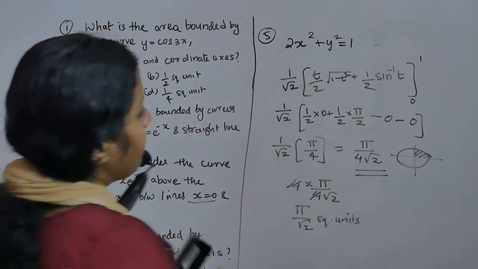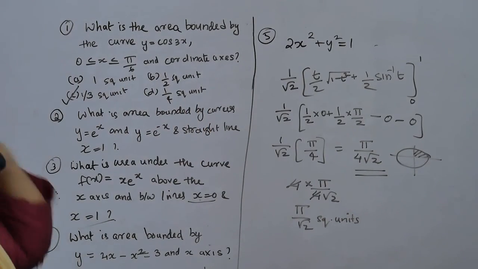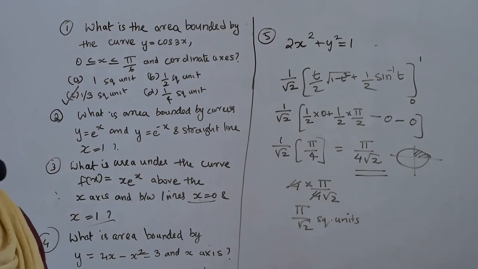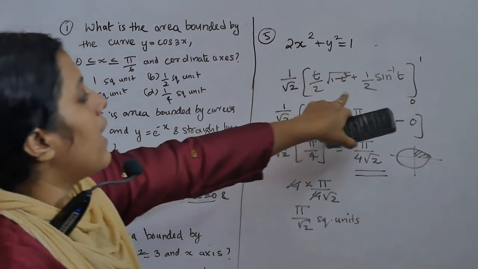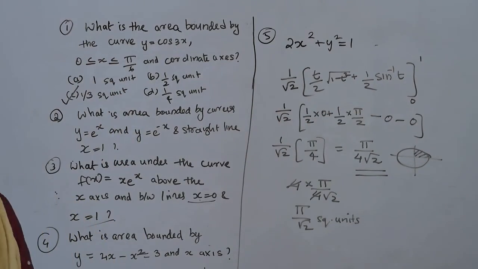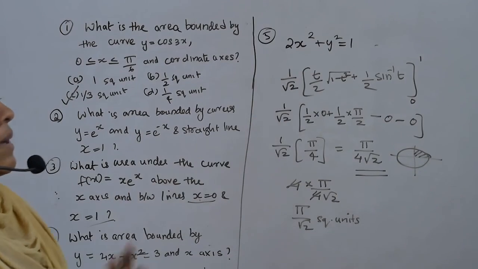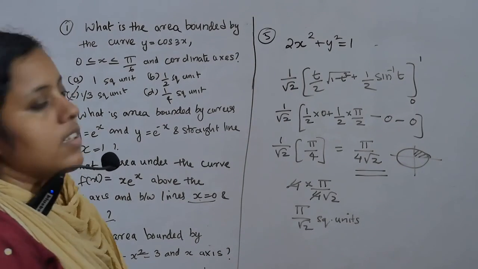Okay, is it clear? So just identify the curve and the limits. Now you need to learn by heart this one, that is what is integral root of 1 minus x square dx, that is x by 2 root of 1 minus x square plus half sine inverse x.